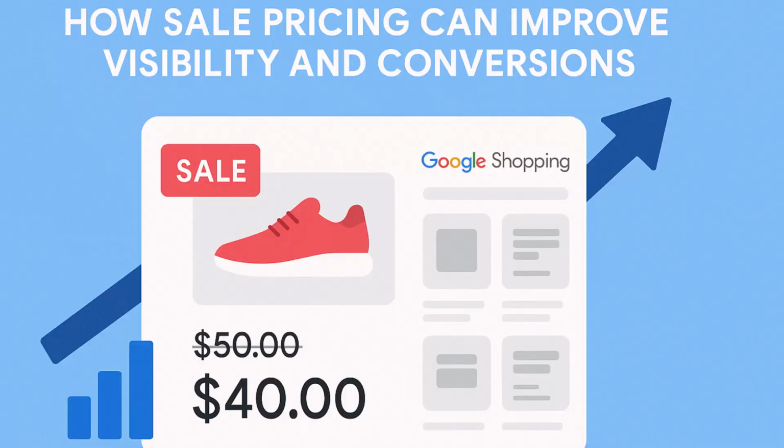By using the sale price attribute and following Google's guidelines, you're adjusting the price and enhancing how your offer appears to shoppers. Your products will stand out with a special tag, so an annotation, and a comparison between the old and new price, which is very persuasive. Let's look at why it matters for your performance. How sale pricing can improve visibility and conversions.